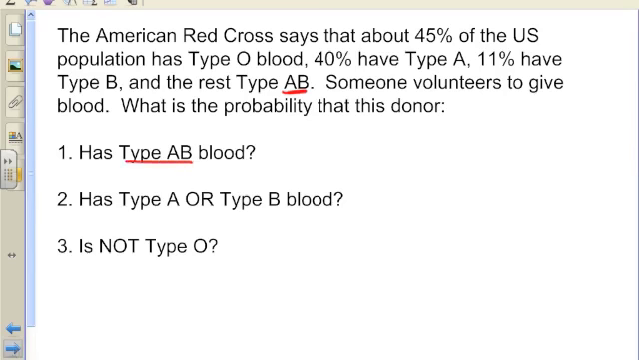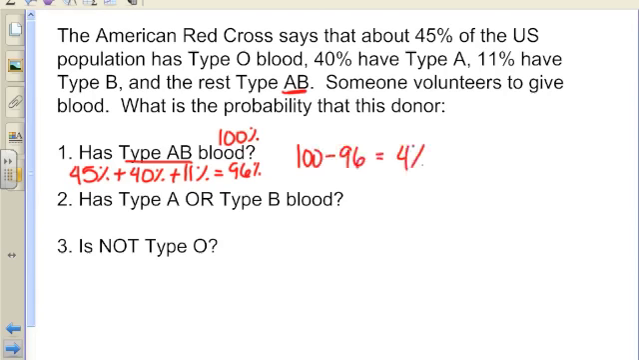Well, it might be helpful to remember that all the people in the United States would have to add up to 100%. Okay, that's our total, right? So I've already used 45% for type O. I've got 40% that have type A, and I have 11% that have type B. That means I'm up to 96% of the population already. So the rest have type AB. Well, what's left over? This is a complement rule. 100% minus 96%. That means I have just 4% left over that have type AB blood.